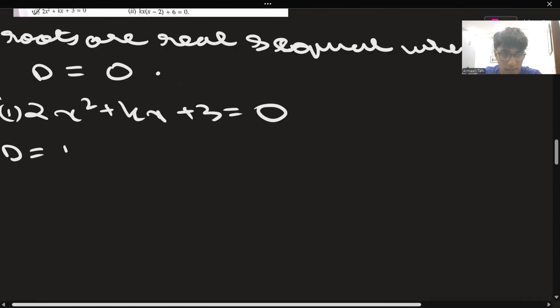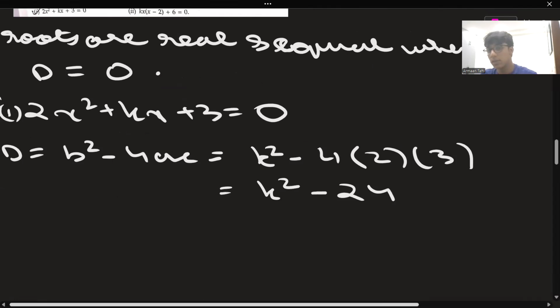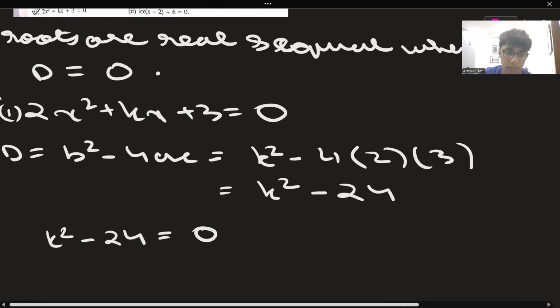D equals b squared minus 4ac. In this case, b is k, so it's k squared minus 4, where a is 2 and c is 3. This is equal to k squared minus 24, right? So D is equal to k squared minus 24, and we just said that D equals 0. So we can equate this: k squared minus 24 is equal to 0. That means k squared is equal to 24.